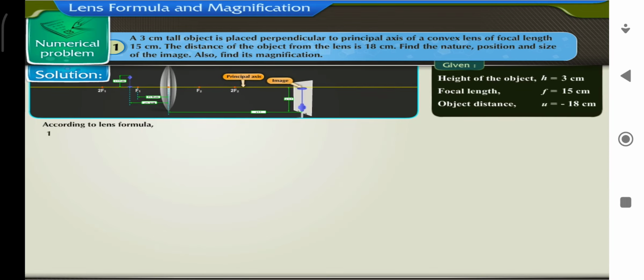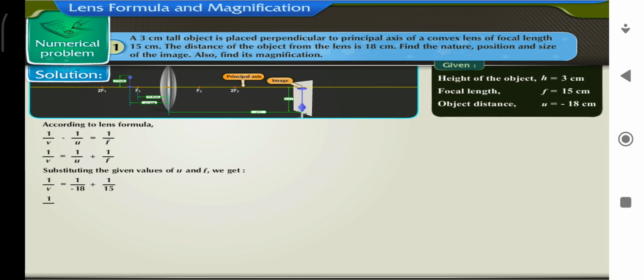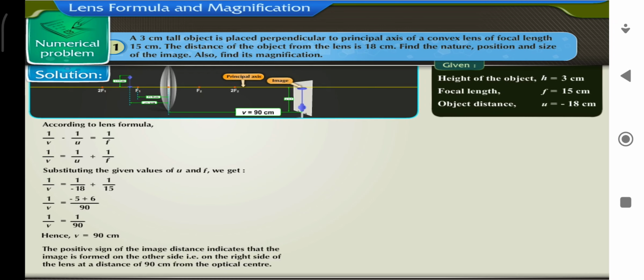According to lens formula, we have 1/v minus 1/u is equal to 1/f. Therefore, 1/v is equal to 1/u plus 1/f. Substituting the given values of u and f, we have 1/v is equal to 1/(minus 18) plus 1/15. 1/v is equal to (minus 5 plus 6)/90. 1/v is equal to 1/90. Hence, v is equal to 90 cm. The positive sign of the image distance indicates that the image is formed on the other side, that is, on the right side of the lens at a distance of 90 cm from the optical center.